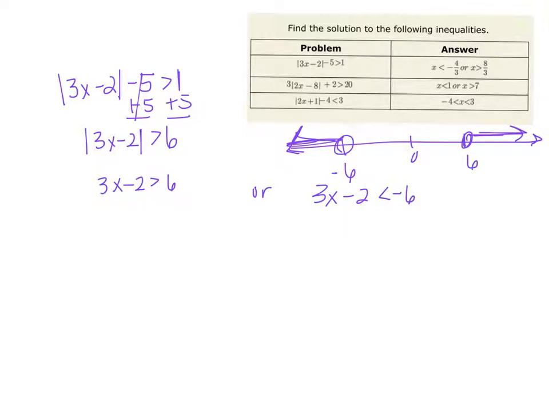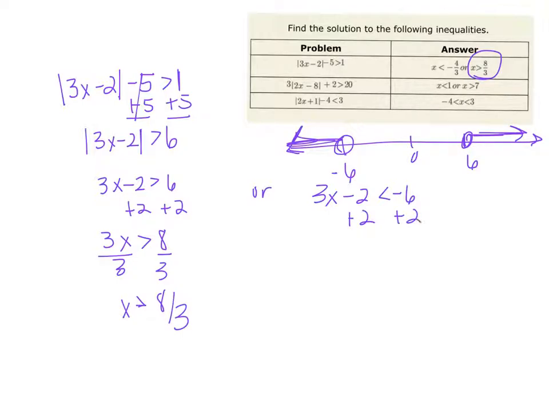Now we'll solve. Add 2 to both sides. I have 3x is greater than 8. Divide by 3. X is greater than 8/3. You can see that as part of mine. Or, I'm going to add 2 to both sides. 3x is less than a negative 4. Divide by 3. X is less than a negative 4/3. And that's where I come up with my solution.